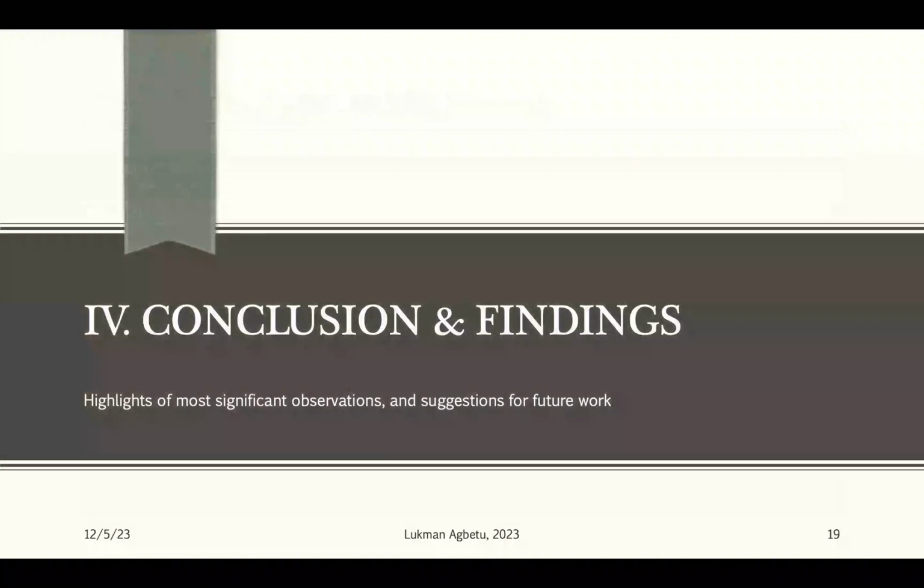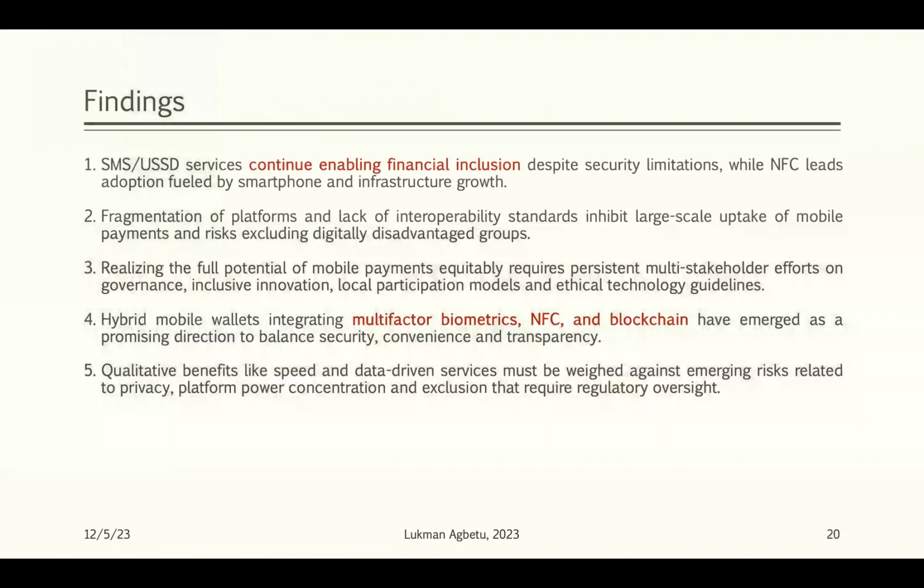So the next slide, which is the last slide, talks about the findings and conclusion. Basically, the first point tells us that SMS and USSD services continue enabling financial inclusion. What this simply means is that, yes, we might say there's probably a security limitation when it comes to SMS and USSD because it uses a short code. However, like I said, it's still very relevant when it comes to the mobile payment ecosystem.